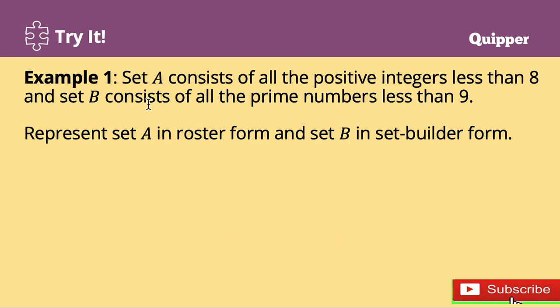Now let's try some examples of sets. Example number 1. Set A consists of all the positive integers less than 8, and set B consists of all the prime numbers less than 9. Represent set A in roster form and set B in set builder form.